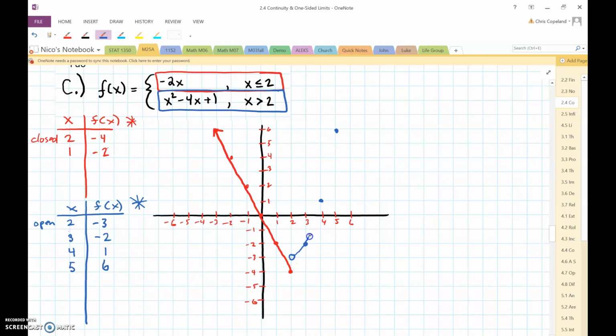So it's going to look like this. Okay. Now if I'm looking at the graph again, this would be a non-removable discontinuity at x equals 2. There's definitely a break here. It's more than just removing one point.